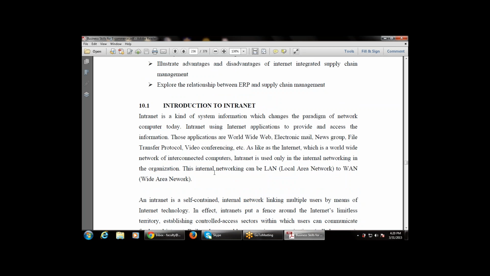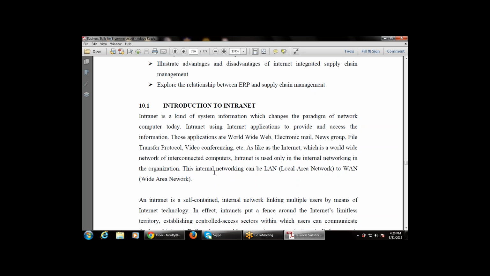So let's start with the first topic, the intranet. As I told you, intranet means a local area network, a local boundary network within a building. If I say there is a network within a building, that is known as an intranet. So intranet is a kind of system information which changes the paradigm of network computing today.